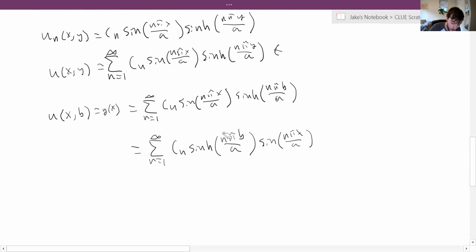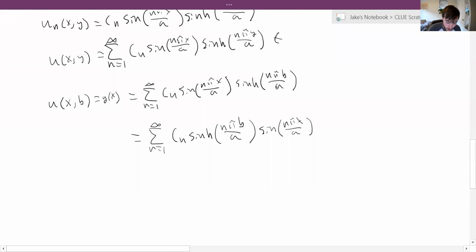But basically, all I'm saying is, given an n, that's a constant, and given an n, this is now also a constant, because a and b are constants, and n will always be a constant. So what that means is we've got some constant here multiplied times a sine function, and we know that if you take an infinite sum of that, that equals g of x.